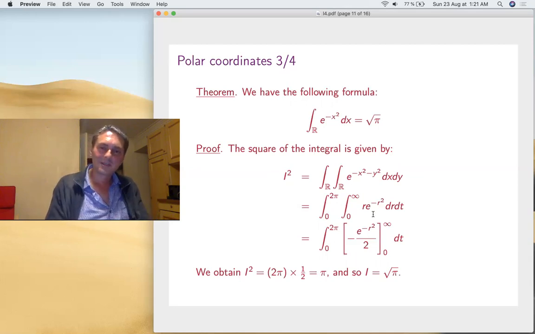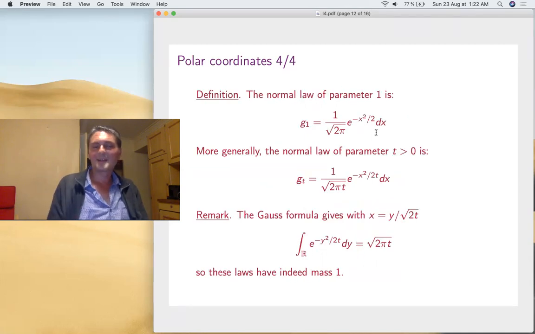In polar coordinates, it gets extremely simple. You see, I have no t here. And this function of r, what matters is the distance r. This function is the derivative of something, so we're done, okay? And you get I squared is pi, so I is the square root of pi. So this is very important in mathematics, because as an application, you can define the normal laws or Gaussian laws.